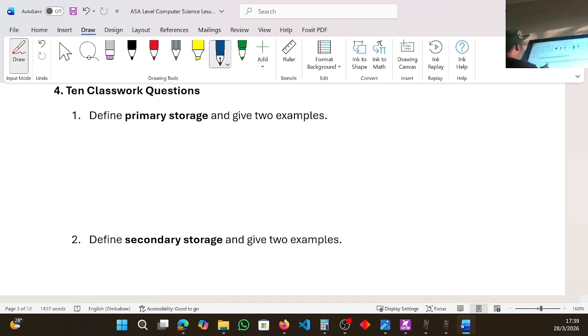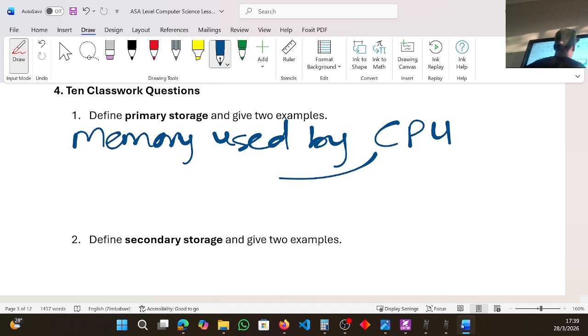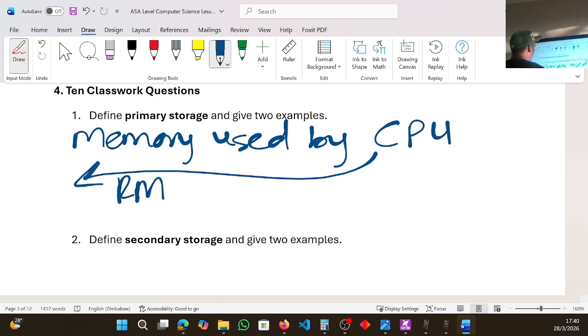So primary storage is memory used by the CPU. In other words, it stores instructions to be executed readily by the CPU. So for this type of memory, primary, we have examples: RAM, and we also have cache. These are types of memories which are primary.